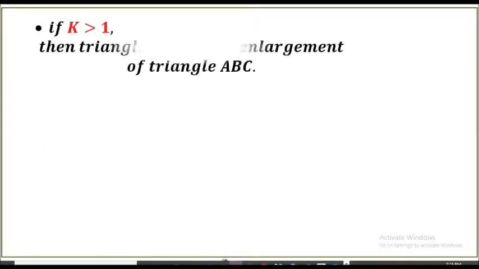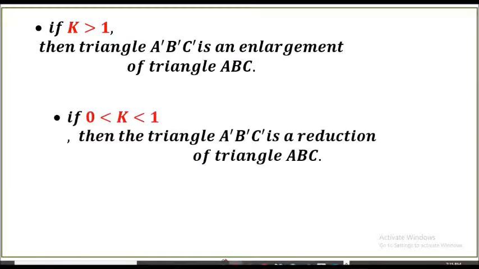To sum up, as you saw in the first activity, I multiplied the sides of the triangle ABC by 2. Then K is greater than 1. So I say that the triangle A'B'C' is an enlargement of the triangle ABC. And if K is between 0 and 1, then I say that the triangle A'B'C' is a reduction of the triangle ABC. As you saw in the second activity, when I multiplied the sides by 0.8, they became smaller. Then I say that A'B'C' is a reduction of the triangle ABC.